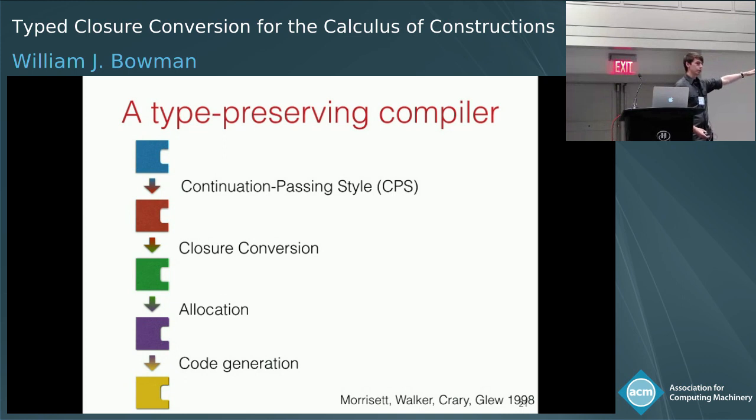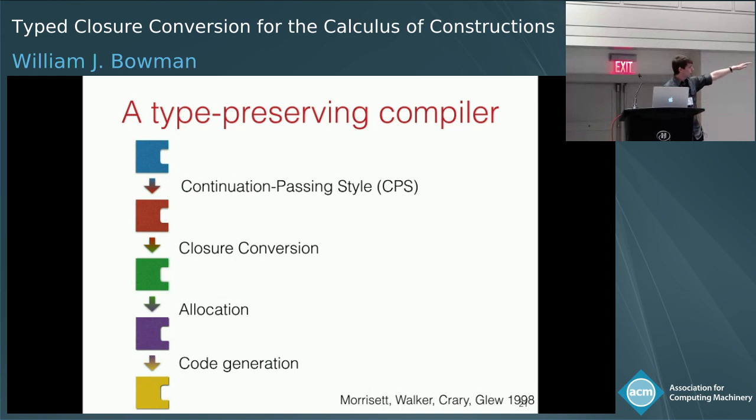First, we do CPS translation. This makes control flow explicit. Then we do closure conversion. This takes first-class functions and turns them into something we can heap allocate. Then we do heap allocation, where we make pointers and memory explicit. Then we can do code generation.